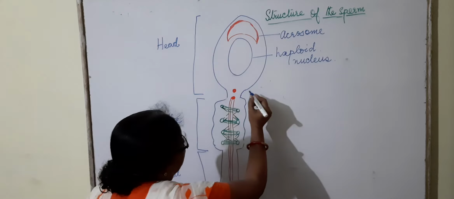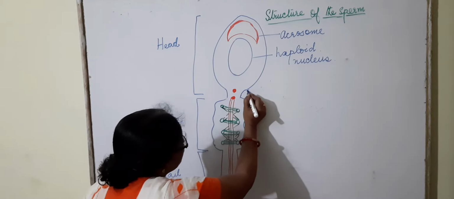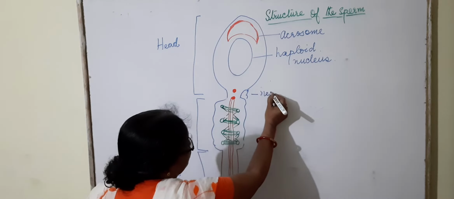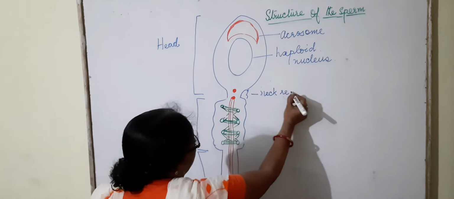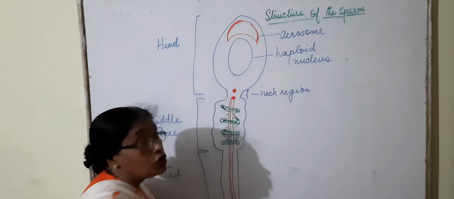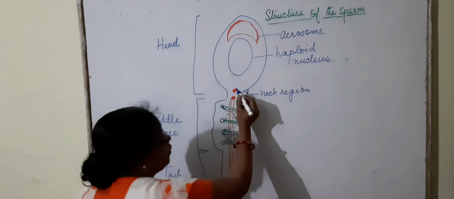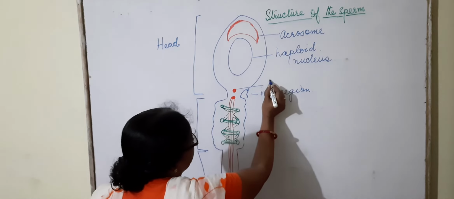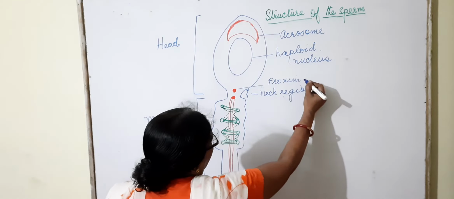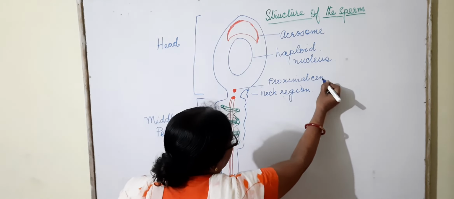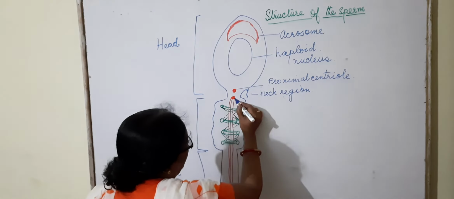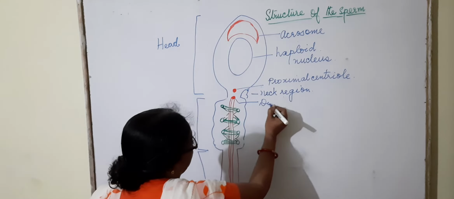Now, after the head comes a small constricted neck region. Neck region is the smallest region. This is the neck region and it is the smallest part of the sperm cell. It contains two centrioles. One is the proximal centriole. This is the proximal centriole and this is the distal centriole.